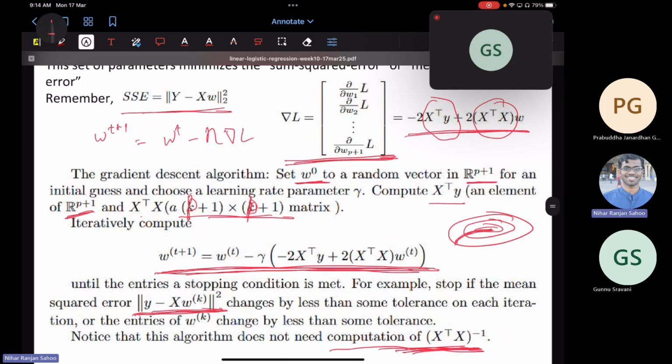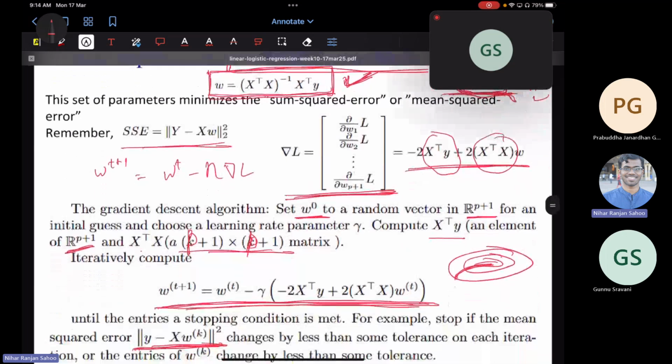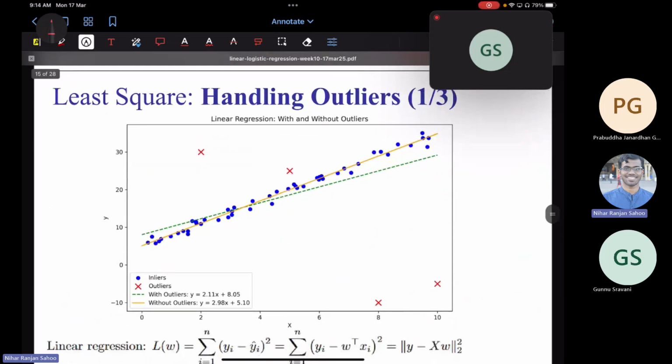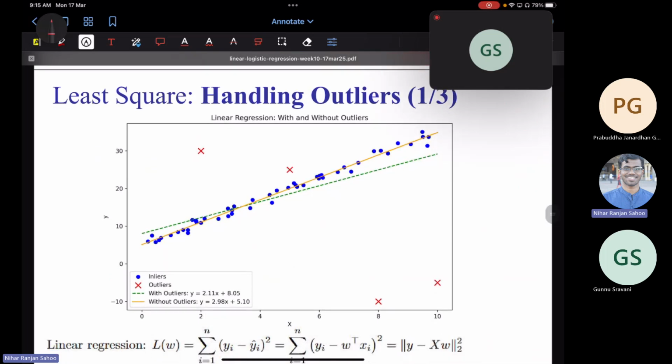Now we'll see different variations. What if, in linear regression, the relationship between input and output is not linear? What if the relationships among the features are co-linear? What happens then, and how do we tackle those scenarios? First, how do we tackle the case of outliers? In linear regression, how do we tackle the case of outliers?